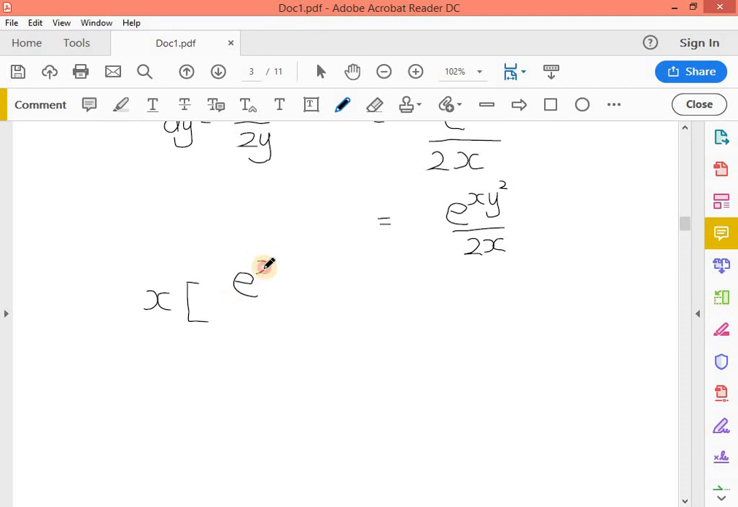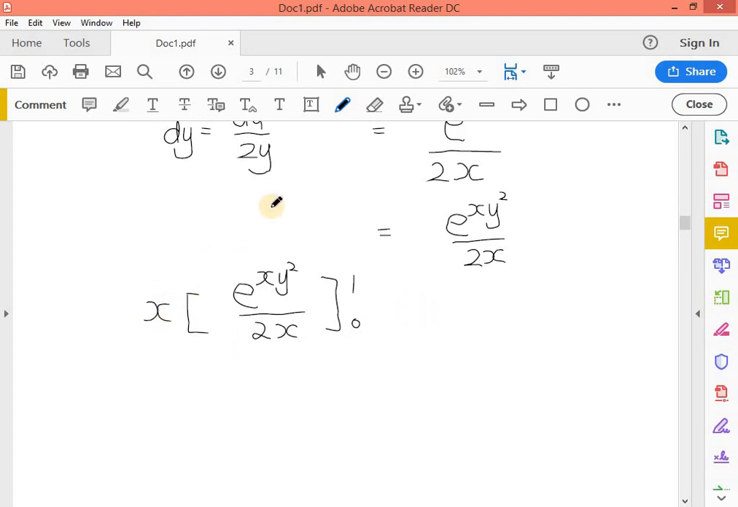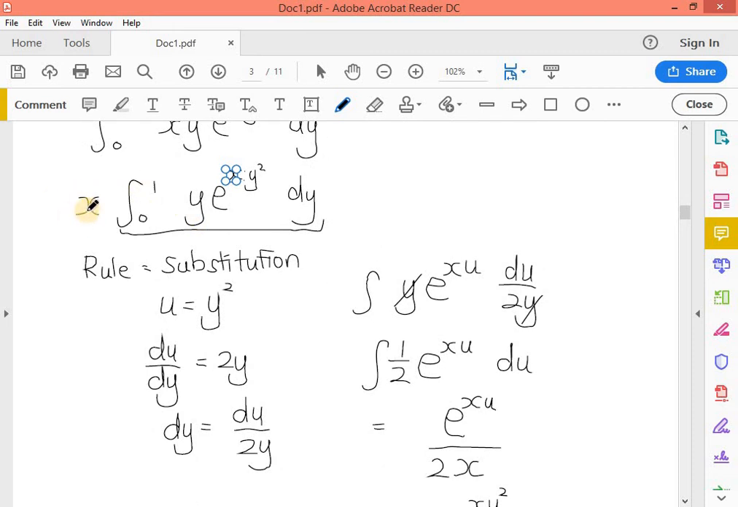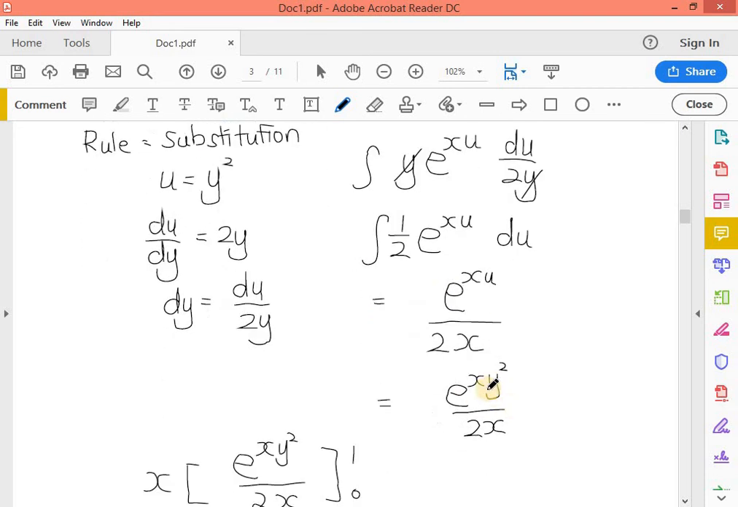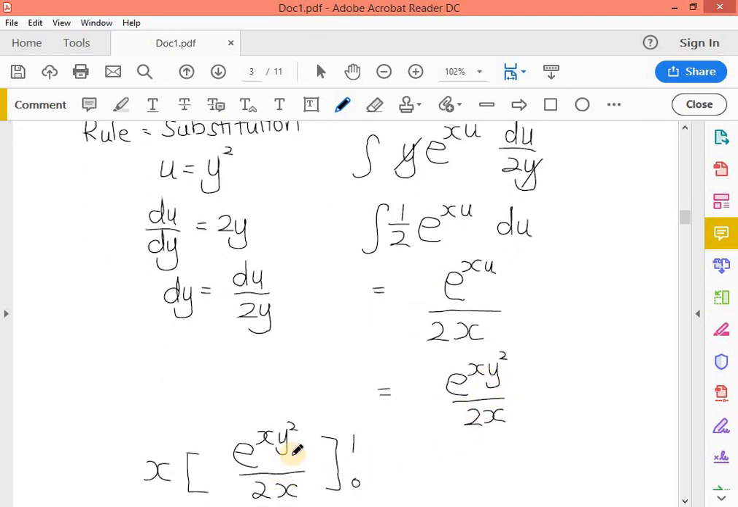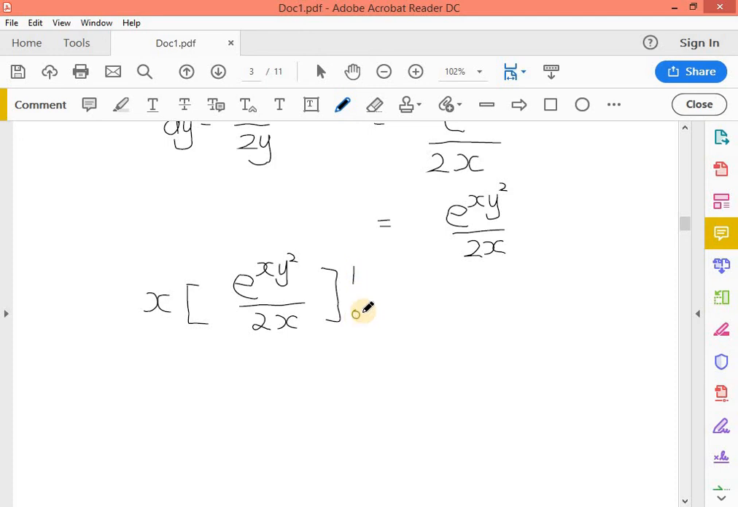Exponential x, y squared over 2x, and your y you have to replace with 1 and 0. And where does this x come from? Here. Okay, so the result of the integration will be this one. That's why I put it here. 1 and 0 is the integration interval.